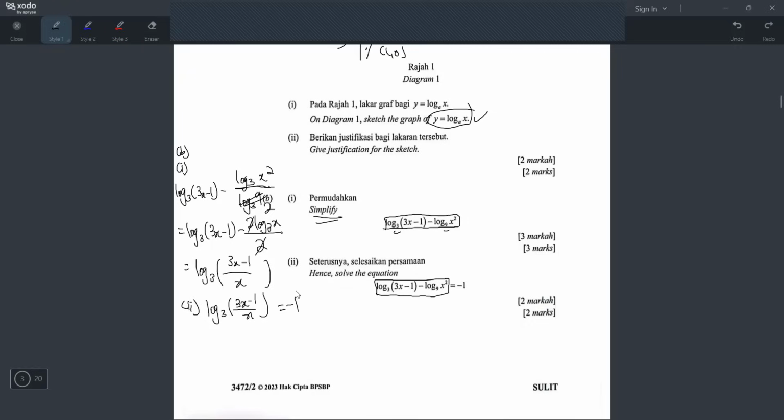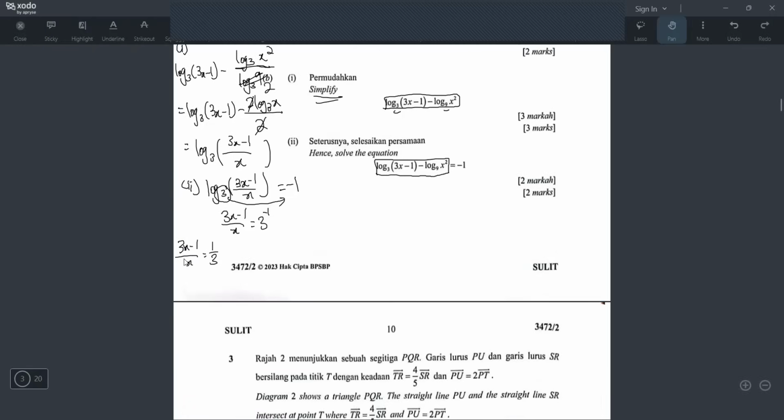Log something base something equals to something, you can do anti-log. Okay, you can do anti-log. Anti-log means you remove the log. And how do you remove it? You move the log base to the other side. Once you move the log base to the other side, the log base becomes the number base, and the -1 will become the power. And then the log will disappear already, right? That's why it's called anti-log. Right? You make it have no log. Now you can find your x. 3 power -1 means what? It means 1 over 3, right? So 3x minus 1 over x is equivalent to 1 over 3.